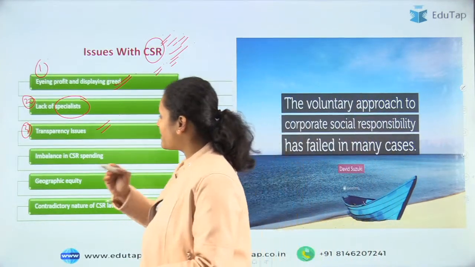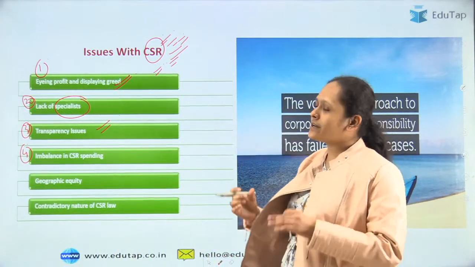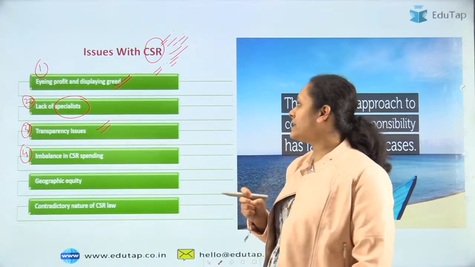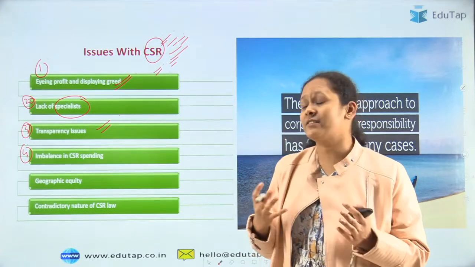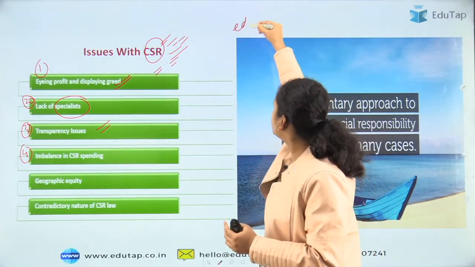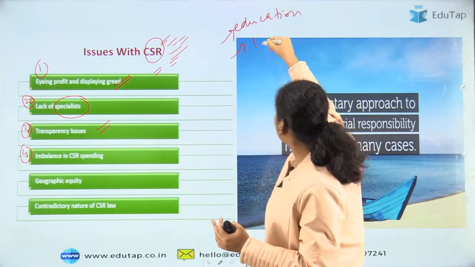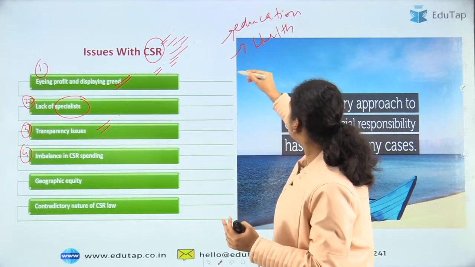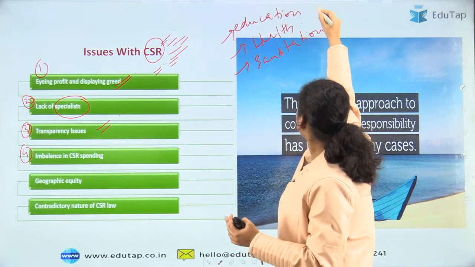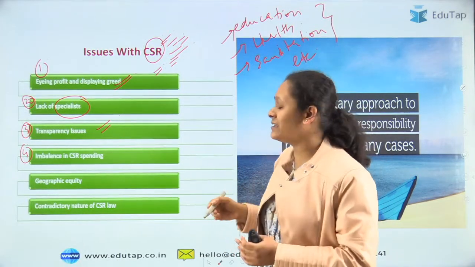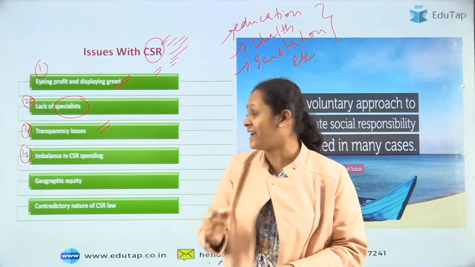Now, the next biggest issue was the imbalance in CSR spending. Now, when I say corporate social responsibility, please keep in mind the activities in which the companies are going to put their money. It can be in the field of education, it can invest its money in health, sanitation, etc. Okay?